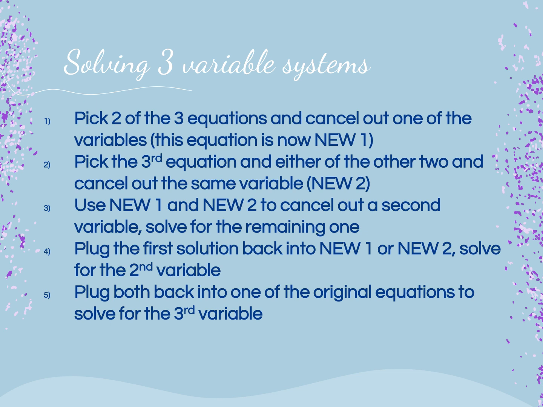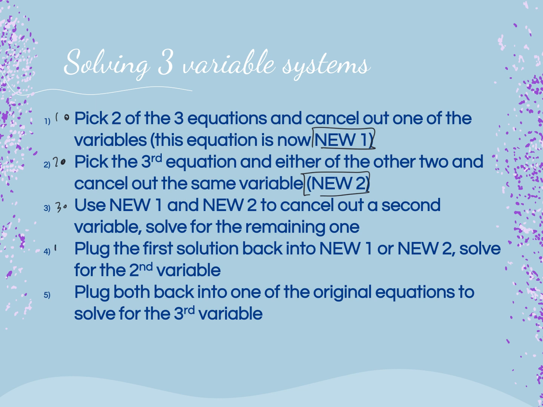Again, it's a little confusing, but it says basically pick 2 out of the 3 equations, cancel out one of the variables, and the equation that'll be left over is your new one. Then you're going to pick the third equation with either one of the other 2 that you used in step 1 here, okay? And you're going to cancel out that same variable and you're going to get a new 2. So what's going to happen is in step 3, you're going to have 2 equations. We'll call it new 1 and new 2, right? And you're going to use that equation to cancel out a second variable. And that'll leave you with one final variable to solve for.